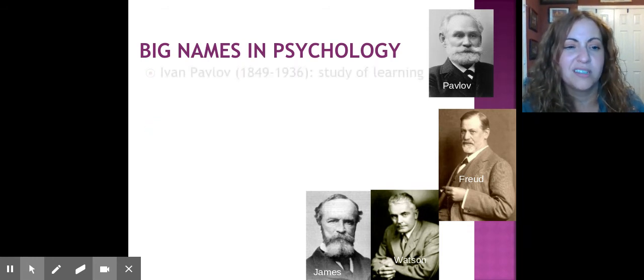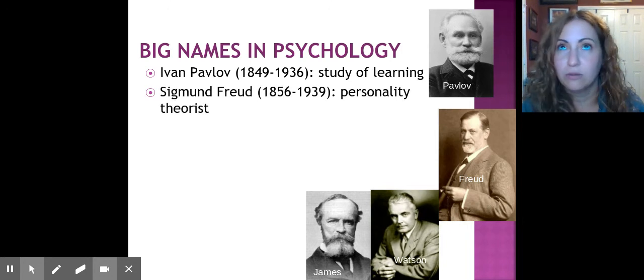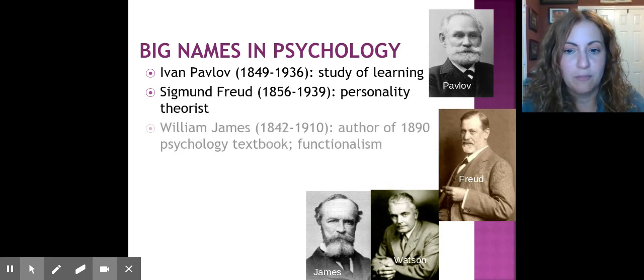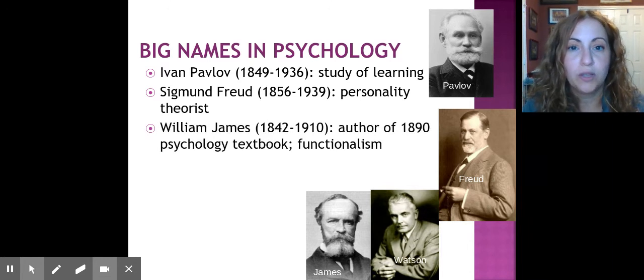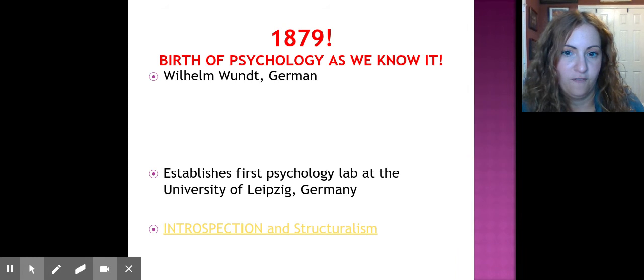We're not going to get into Ivan Pavlov now. We will later. Same thing with Freud. He will definitely pop up again and again. But I do want to talk about William James. William James is like Wilhelm Wundt's nemesis. They would not have gotten along.